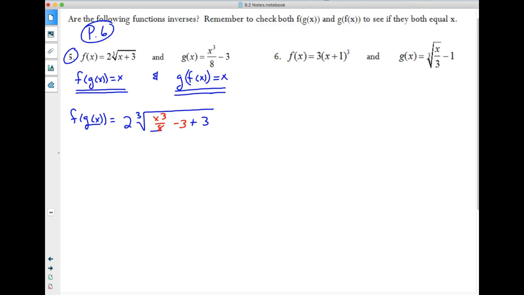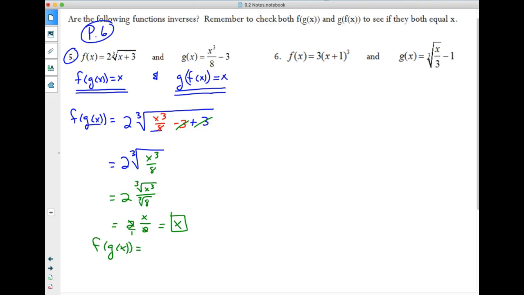So as I'm moving along here, I got 2 times the cubed root. I don't need my root that long because as I'm coming along here, I can see that minus 3 plus 3 goes away and I just have x cubed over 8. Well, that is 2 times, that's really the cubed root of x cubed over the cubed root of 8, which is 2 times the cubed root of x cubed is x, cubed root of 8 is 2, and because that first one's over 1, those reduce, and I get just an x there. So I do know f of g of x equals x. F of g of x, I just proved, was x.